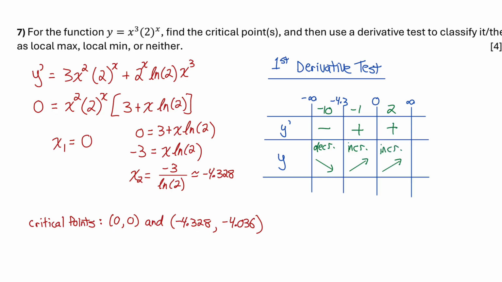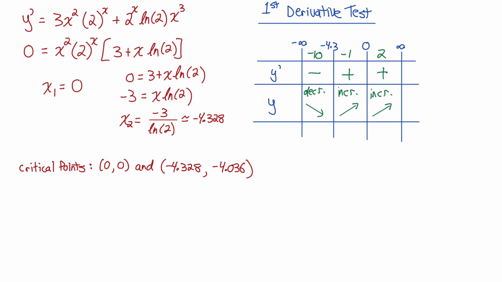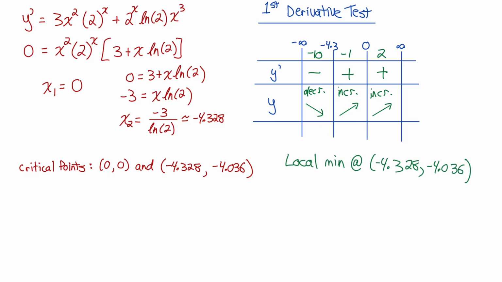And then based on the intervals of increasing and decreasing, we can see that there is only one local extrema. There's a local min at an x value of about negative 4.3. Because before negative 4.3, the function was decreasing, and after it was increasing, so at negative 4.3, it was at a local minimum point.